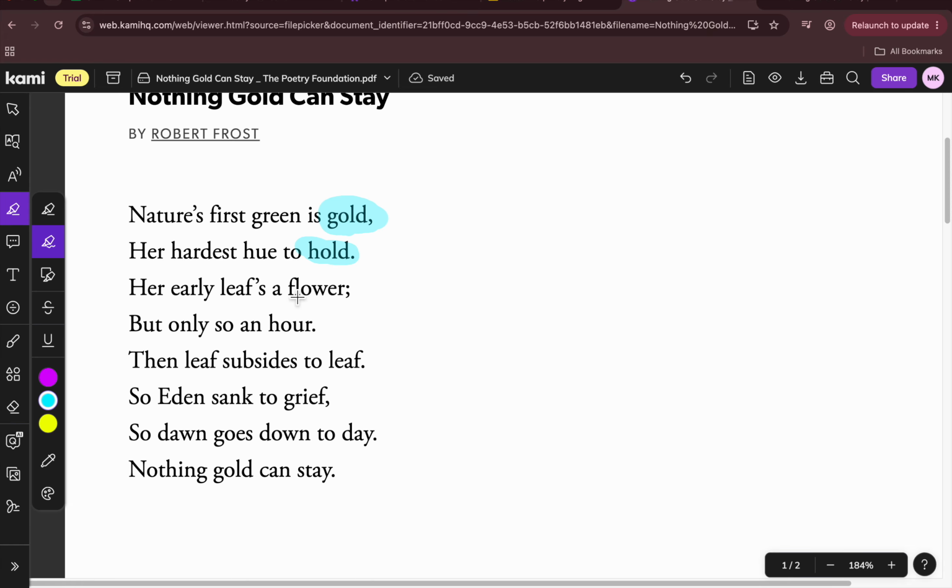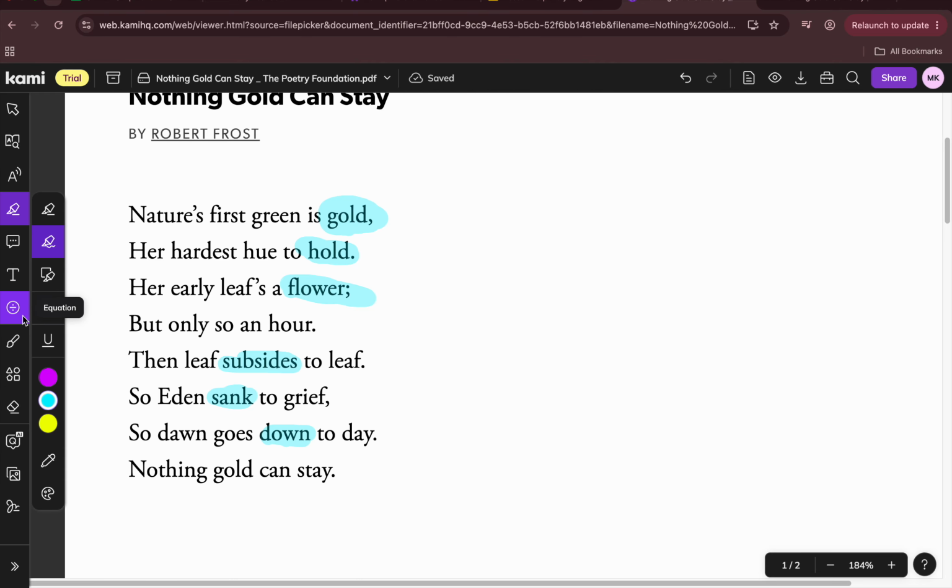Her early leaf's a flower. All right, what implication comes with flower? But only so an hour. Then leaf subsides. That one seems interesting to me, to leaf. So Eden sank to grief. So dawn goes down to day. Nothing gold can stay. All right, so we have some words that we can at least take a look at here that are important. So again, this first line, right?